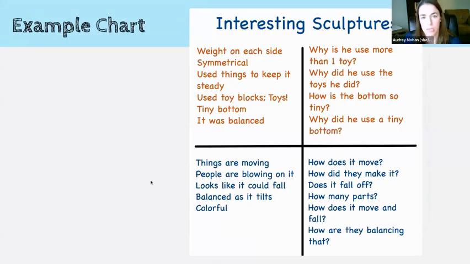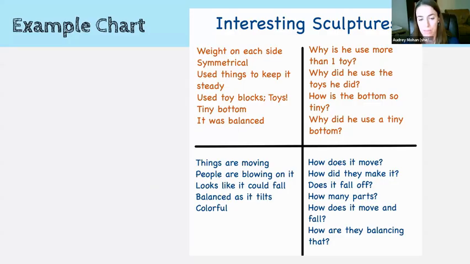And here's an example chart from when we piloted this lesson in a classroom, to show you the kinds of things that kids noticed and wondered. For the first balance sculpture with Walter Wick, they noticed a weight on each side, or that it's symmetrical, or that he used things to keep it steady. They noticed lots of things about the toys and that it was balanced.